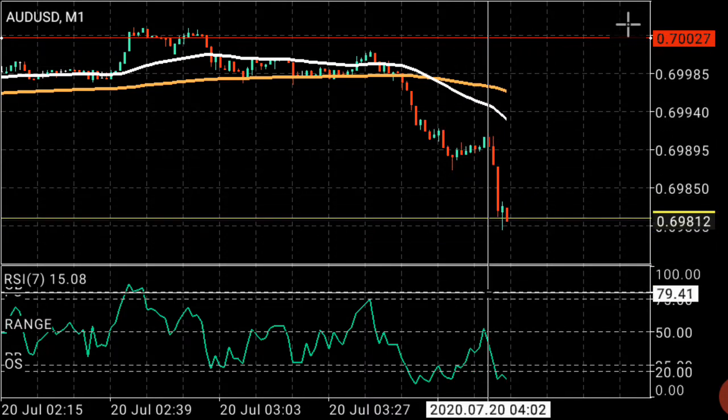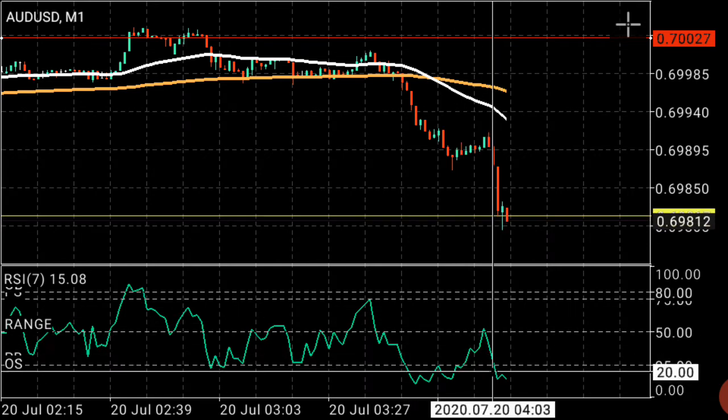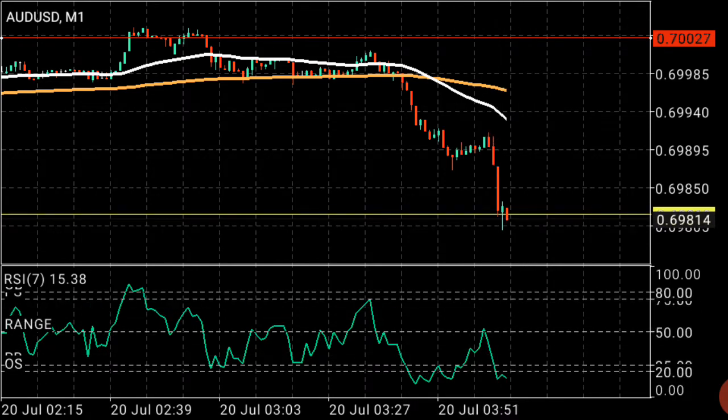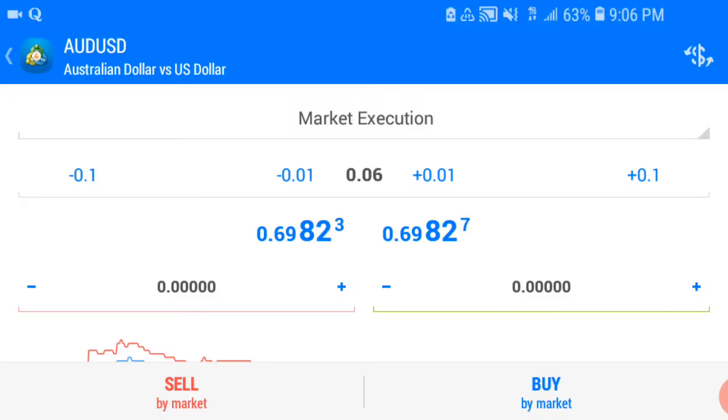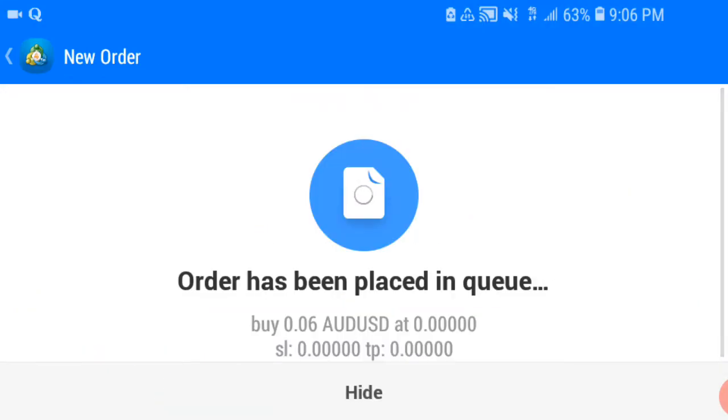So yeah, you see it trying to do its little retest over here and over here and over here. So what I would do is I would just put a buy, because the market has to come back up.